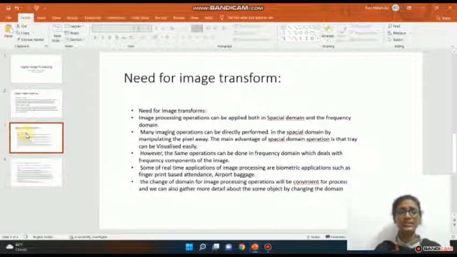Some of the real-time applications of image processing are biometric applications such as fingerprint-based attendance, airport baggage, etc. The change of domain for image processing operations will be convenient for processing, and we can also gather more detail about some object by changing the domain.